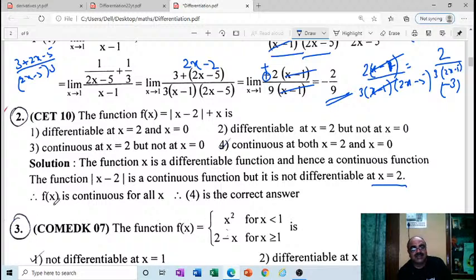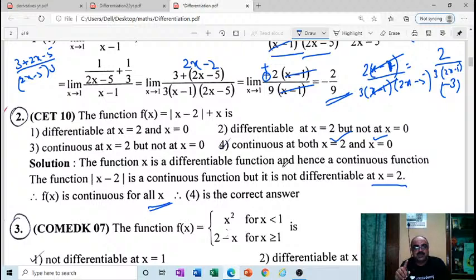Therefore, what is the right answer? F of x is continuous for all x, and you need to check x equal to 2 and x equal to 0, at both these places. First of all, x is continuous in this function.